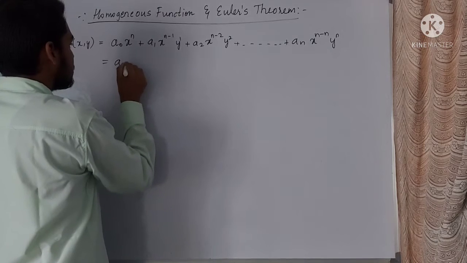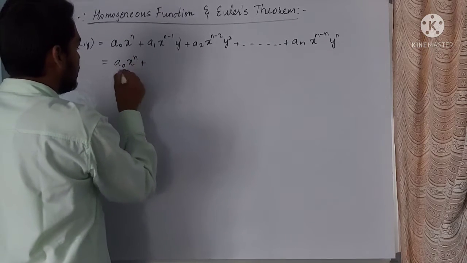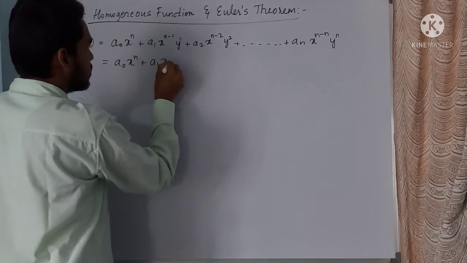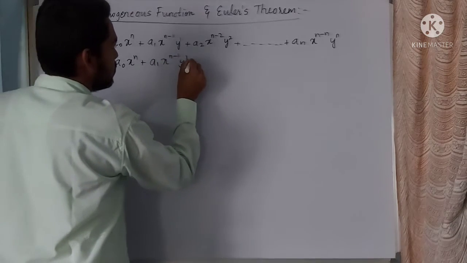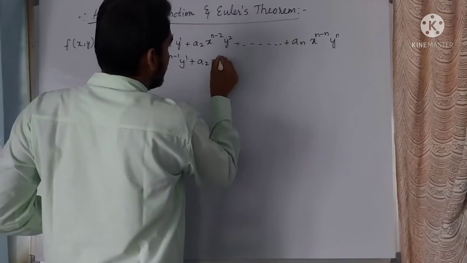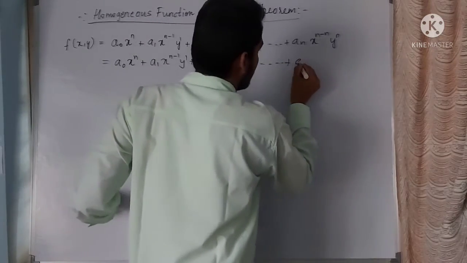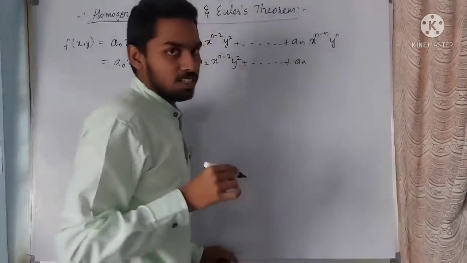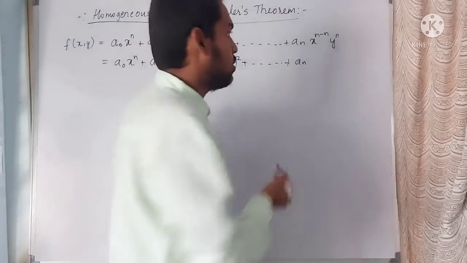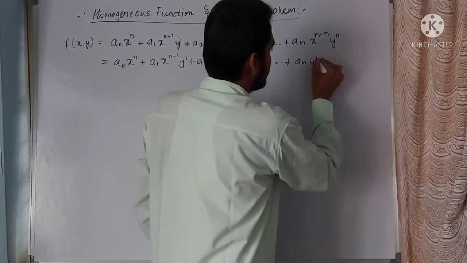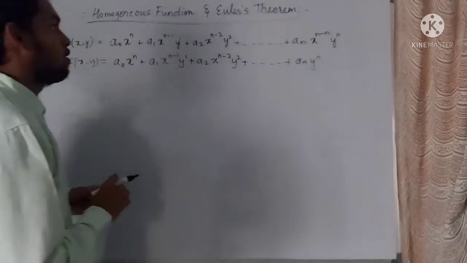I can write it as a naught x raised to n, a1 x raised to n minus 1 y1 plus a2 x raised to n minus 2 y square plus and so on, an x raised to n minus n. n minus n is 0. Anything raised to 0 is 1, so I will just keep it as 1. So it becomes y raised to n.